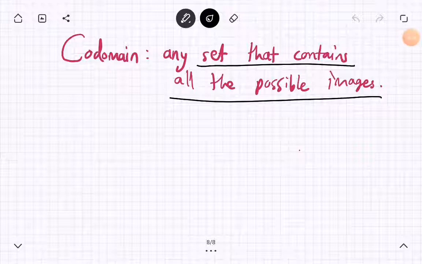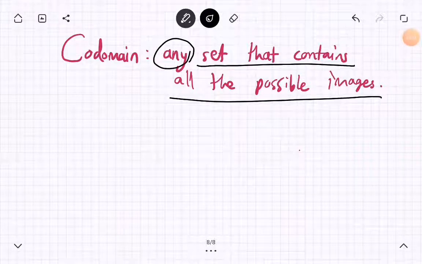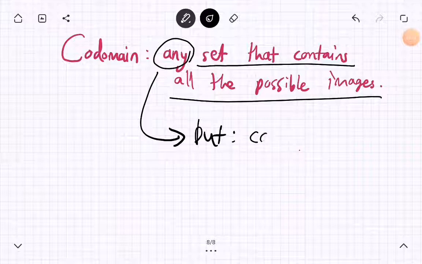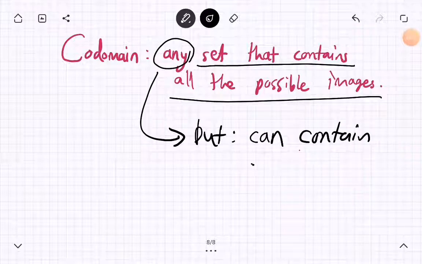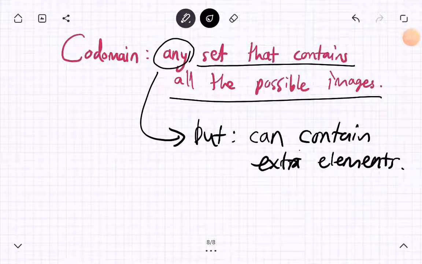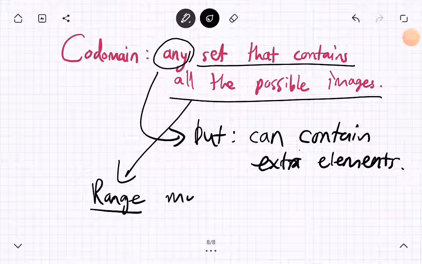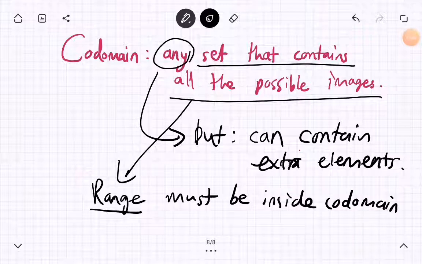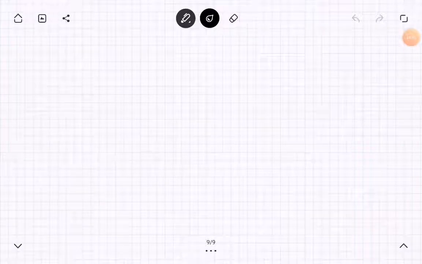There is one difference. You see how we say this is any set? So this means the codomain can contain extra elements. So things that are not outputs, things that are not images. Okay, it can contain. So the idea is this is the range. Okay, so the range must be inside the codomain. So this is the concept. The range must be inside the codomain. All the possible images must be in the codomain.